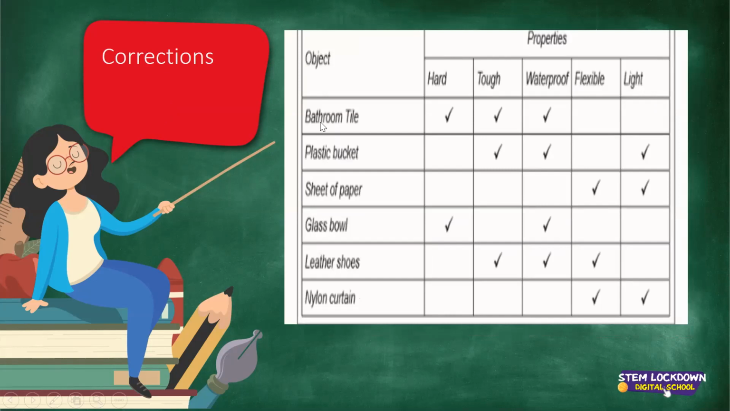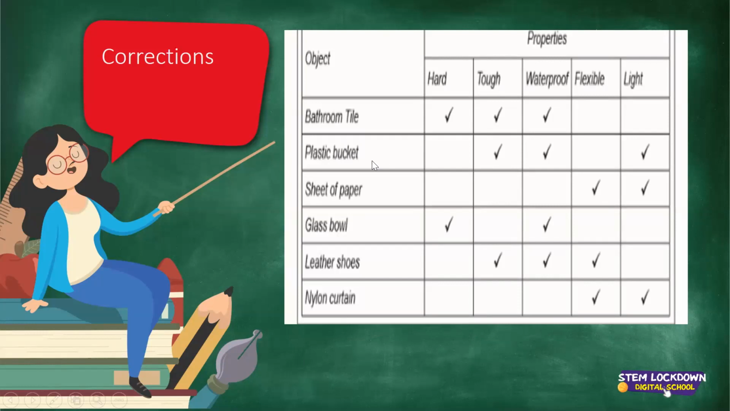The first one is your bathroom tile. Is it hard? You can just step on the bathroom tile. You feel that it's hard. Is it tough? Yes, bathroom tiles are very, very tough. Is it waterproof? Yes, because if you spill water on the floor in the bathroom, water will stay there unless you mop or wipe it off the tile. So it means that it does not allow water to pass through.